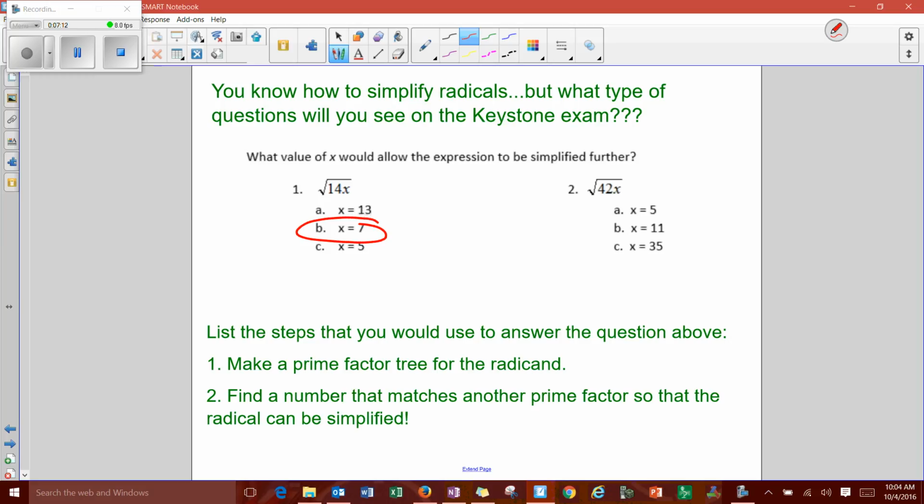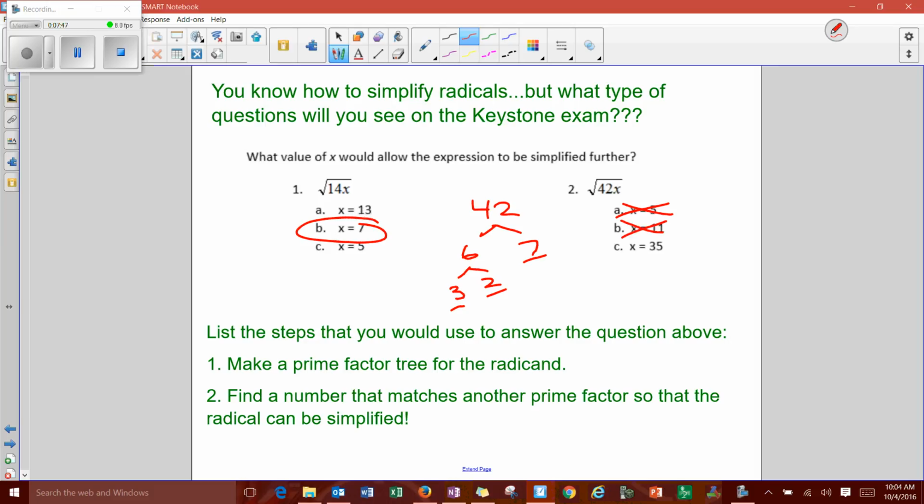Let me do the same thing for number 2. 42, I can break that down into 6 and 7. And then 6 is 3 and 2. There's my 3 prime factors. As of now, I don't have any pairs. If I look at my choices, choice A, if I use 5 for x, my prime factors would be 5, 7, 2, and 3. No pairs, right? So I can cross that off. If I used 11 for x, 11 is a prime number, so my prime factors would be 11, 7, 3, and 2. Again, no pairs.